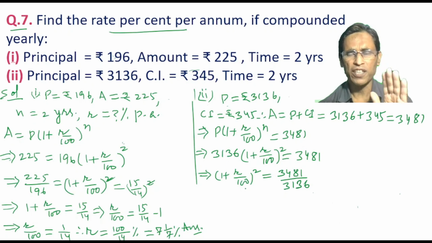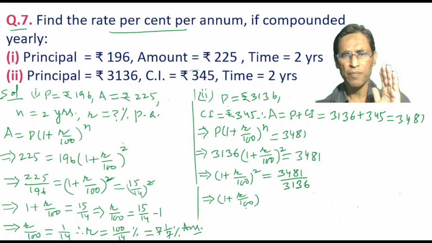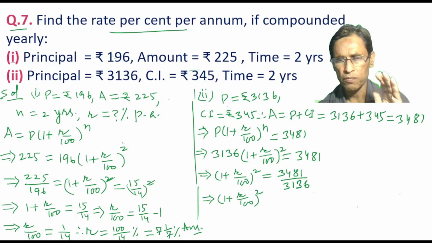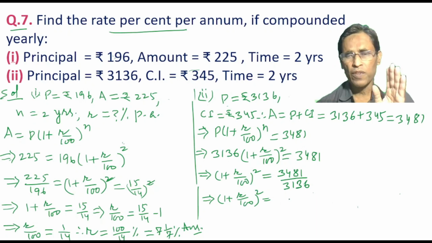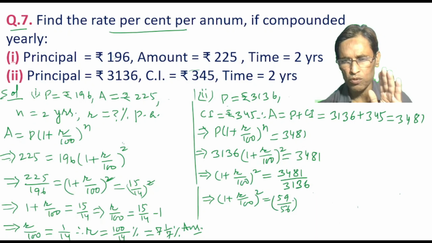Now we make the same logic as in part 1. If the LHS part is in the power form, then RHS part must be also expressed in power form. And since the power of LHS part is 2, so the power of RHS part must be 2. (1 plus R by 100) to the power 2 equal to, now we can say 3481 is the square of 59 and 3136 is the square of 56. So the RHS part will be reduced as (59 by 56) to the power 2.